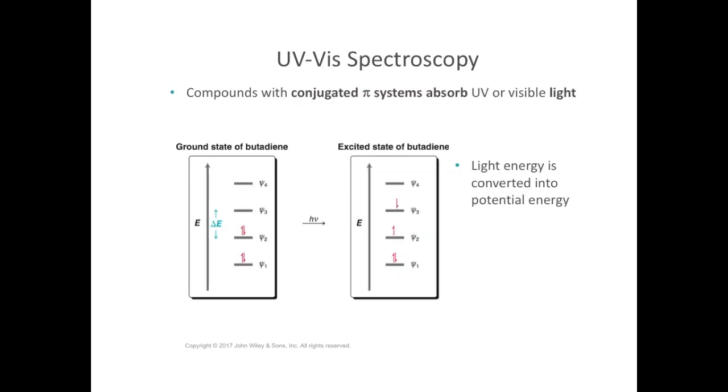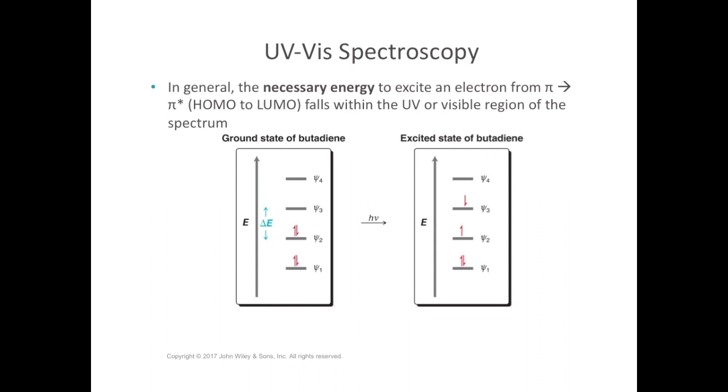Conjugated systems absorb in the UV or visible light range of the electromagnetic spectrum. This is the ground state of butadiene, where these are the molecular orbitals. When light is absorbed of a particular frequency, one of those electrons can be promoted to a higher energy molecular orbital, and that would be the excited state of butadiene. In general, the necessary energy to excite an electron from the HOMO to the LUMO falls within the UV or visible region of the spectrum.